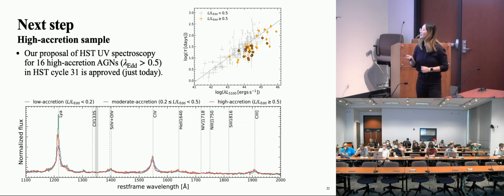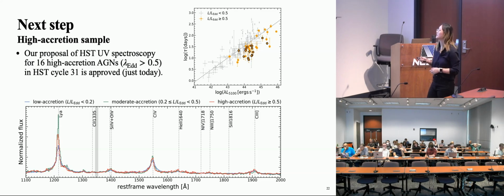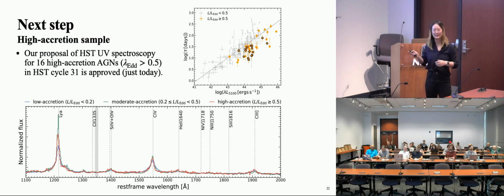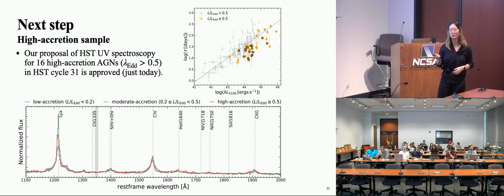So in order to understand that, we proposed an observation of the UV spectrum of 16 high accretion AGNs with reverberation mapping results. Those AGNs are shown here with the black circles. And I just found out that this proposal got approved today, so it's very good news. Thank you. And we're hoping to obtain data in the next year.